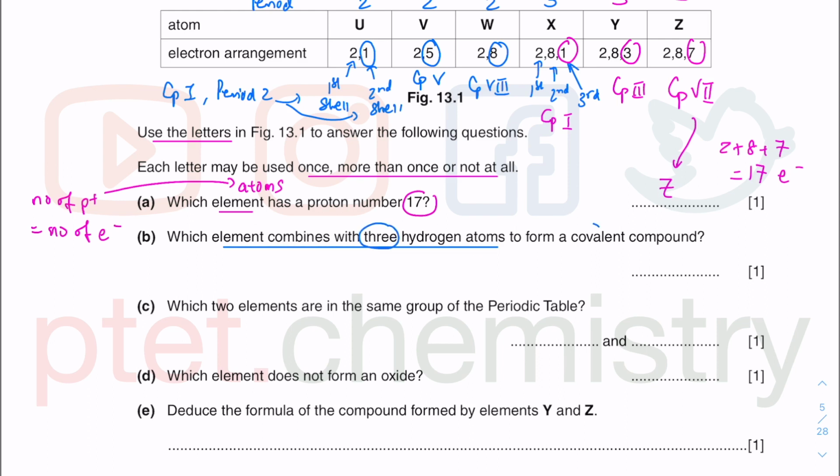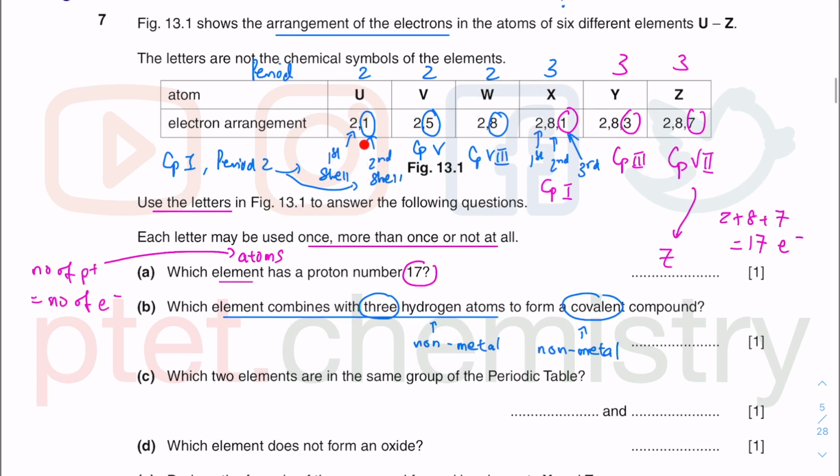3 hydrogen atoms, covalent. So this is a non-metal, and the fact that we want covalent compounds means we are looking for a non-metal. If we look at group 1, 2, and 3, these are what you call metals. If we are looking at group 4, 5, 6, 7, they are your non-metals. So we're looking for something to combine with hydrogen, so this is a non-metal. We want covalent, so we want to share electrons, and you share electrons between non-metal and non-metal.